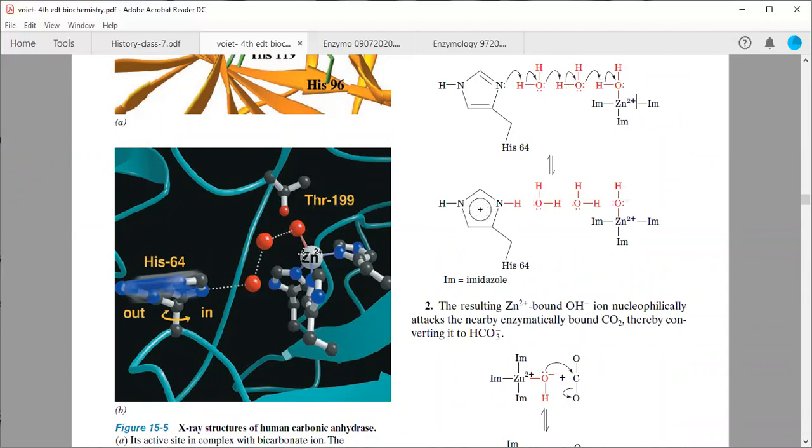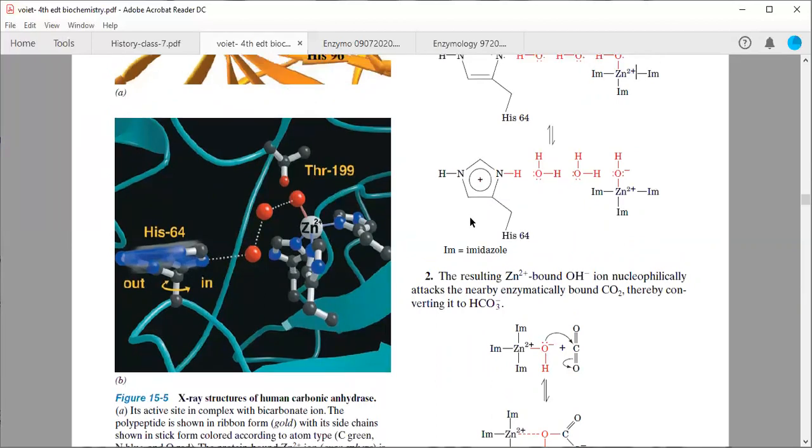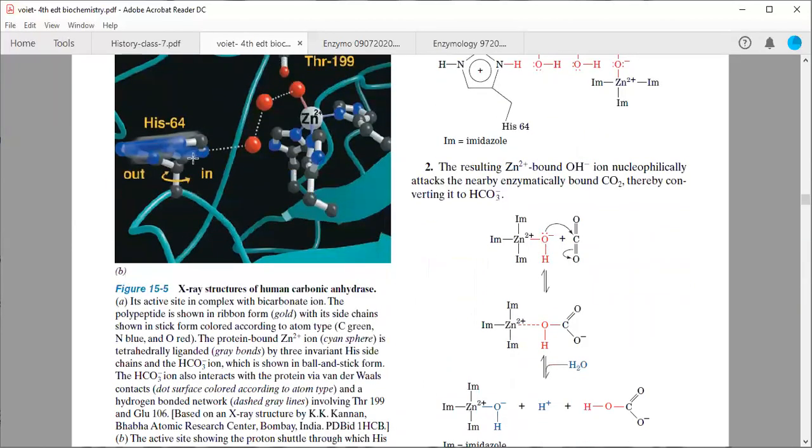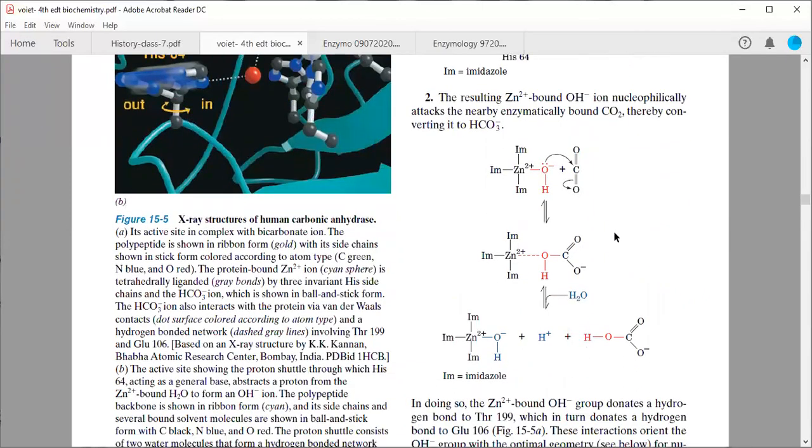This is the histidine. So there are two possible conformations. One is called in, one is called out. Normally it is present in the in conformation, but when this reaction happens, the conformation will change, and this is happening in a cyclic way. So that's how, when this OH negative binds with this zinc ion, you see why this zinc ion is very important for the catalysis of carbonic anhydrase.